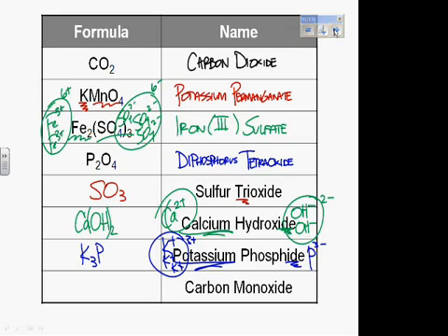And finally, carbon monoxide. We have got carbon, and this mono means that I probably have got a covalent compound here. Carbon and oxygen are both nonmetals. That confirms it. I'm just dealing with the easy system here. CO is carbon monoxide.